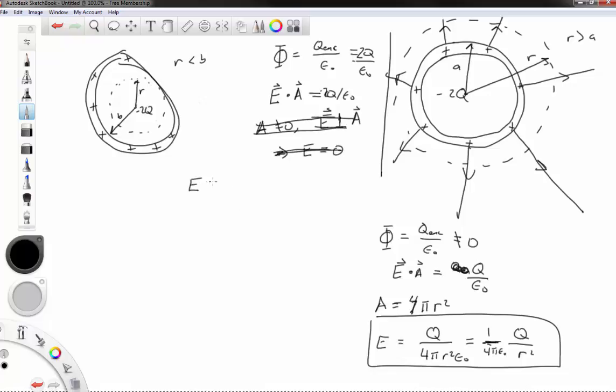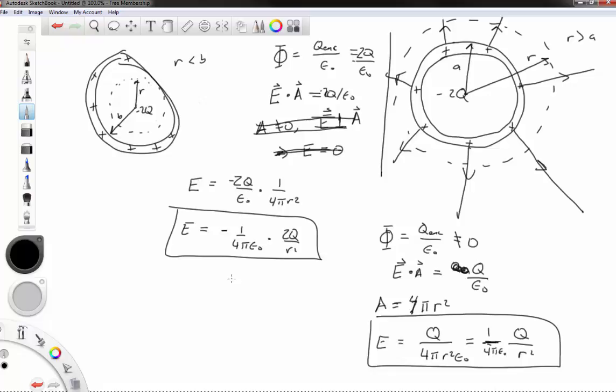We get basically that E is equal to minus 2Q over epsilon naught times 1 over the area, and again the area is 4 pi r squared. And so again E looks like minus 1 over 4 pi epsilon naught times 2Q over r squared. Again, that's the same form that you would have used had we had no conductor up here. If we just only had this charge located here and we're trying to find the electric field some distance r away.